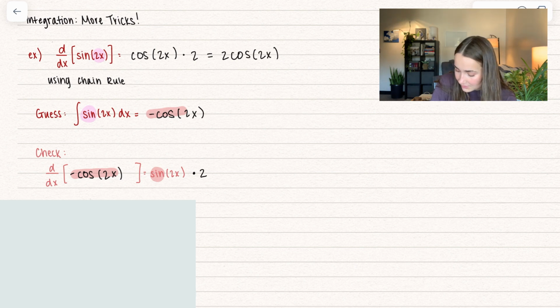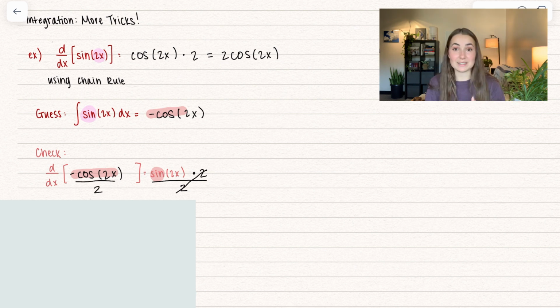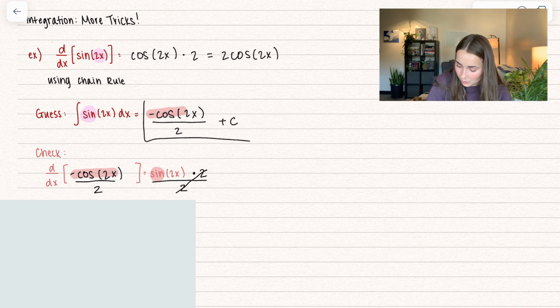That means we have to divide by 2 in order for those to cancel out, which means we have to divide by 2 in what we're taking the derivative of. So that means our final answer is going to be divided by 2 and of course plus c. So that is how we work backwards.